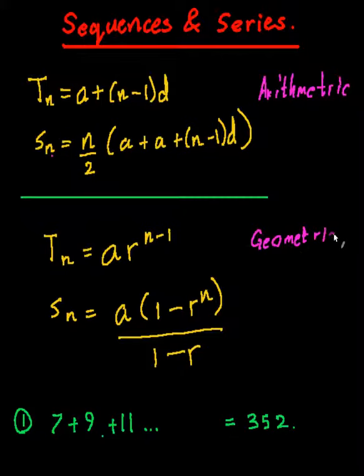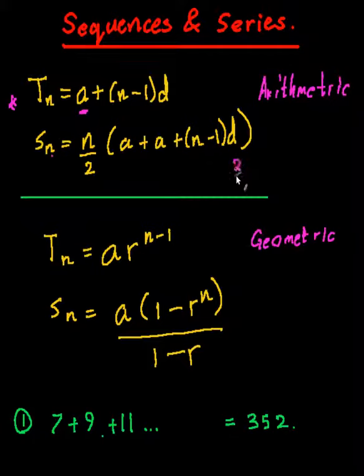Here I've given you some formulas that you need to remember to know how to do a problem with the arithmetic and geometric series. The term n, for arithmetic series at least, is defined to be a plus n minus 1 d. Here n is the term number that we're after, d is the difference, and a is always the first term.